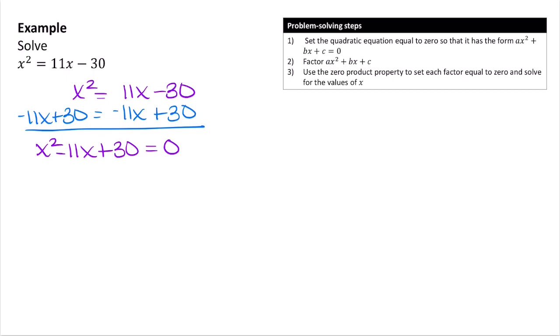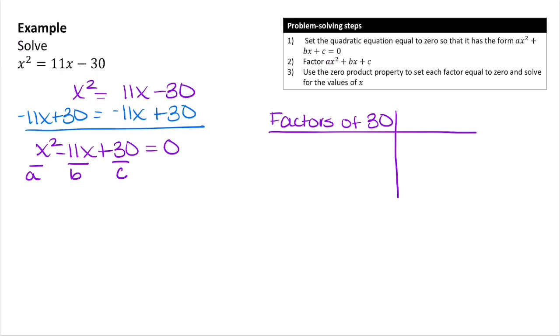Okay, so this is one of those where a equals 1, right? Because there's no number in front of x squared. So I'm just going to look at the value of c, right? Remember, this is c, this is b, and then a is the number in front of x squared. So I'm going to be looking for factors of 30, and these factors need to have a sum of negative 11, right? Because that's my value of b.